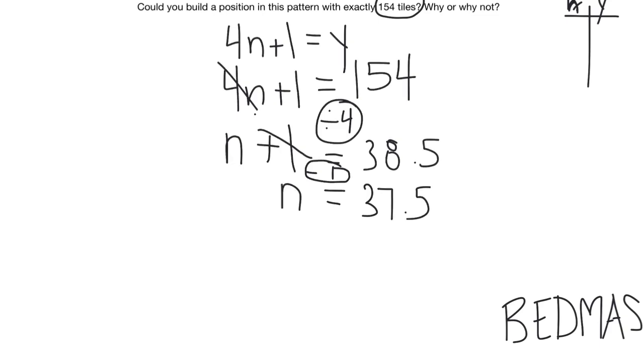Okay, so now we figured out what the position would be if we had 154 tiles, and we see that no term can be a decimal, right? They're whole numbers every time. Our terms are always 1, 2, 3, 4. There's no decimals there, and so on. So the answer to the question, could you build a position in this pattern with exactly 154? No, you could not.